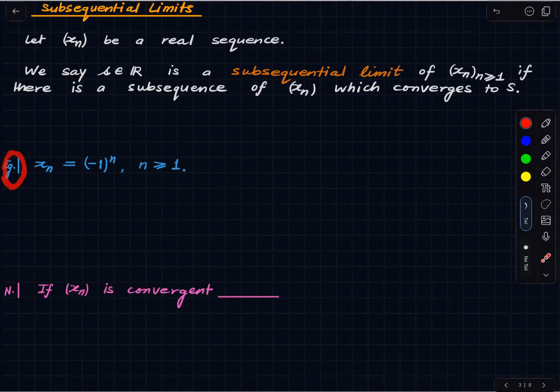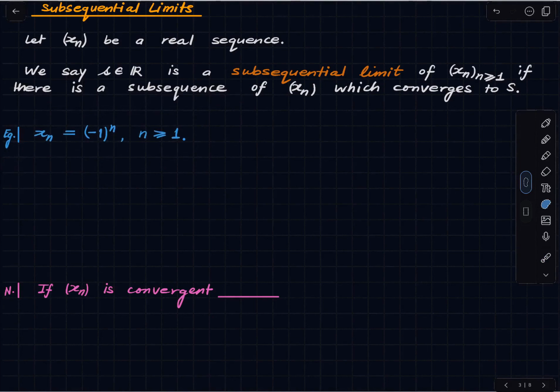So here is an example. Consider this sequence. What are all the subsequential limits? So this sequence is our favorite -1, +1, -1, +1, that thing. And you can easily show that the subsequential limits are precisely -1 and +1. So clearly you can find a subsequence which converges to -1 and you can find a subsequence which converges to +1, but you cannot find any subsequence which converges to anything else. And that is an exercise. It's a very, very simple exercise.